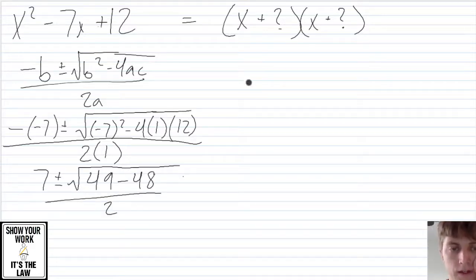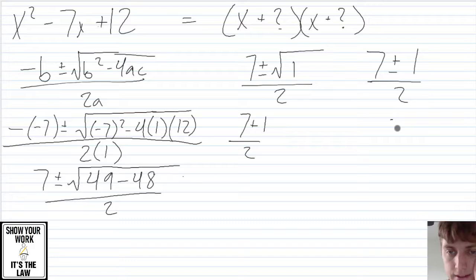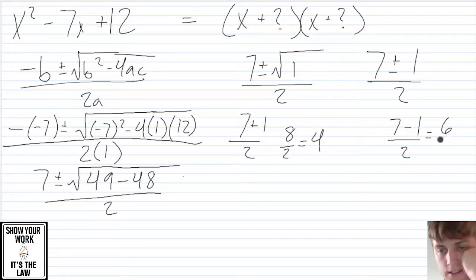All right. Rewrite everything. Let's simplify the square root. 49 minus 48 is 1 over 2. Square root of 1 is 1. 7 plus minus 1 over 2. And now we split into two groups. 7 plus 1 over 2 and 7 minus 1 over 2. 7 plus 1 is 8. 8 divided by 2 is 4. 7 minus 1 is 6. 6 divided by 2 is 3.